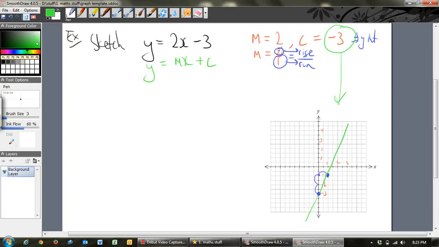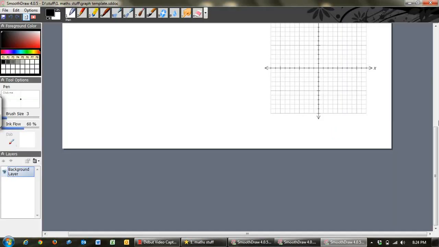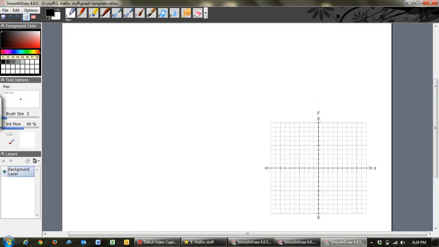You go up by the rise, you go to the right by the run, you put on a new dot, and then you draw a line between them. That's how to sketch these. So let's now do another example of this. I'll open a fresh graphing page. Let's do another one to make sure that you know what's going on.